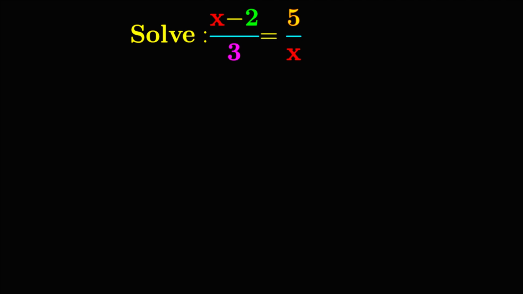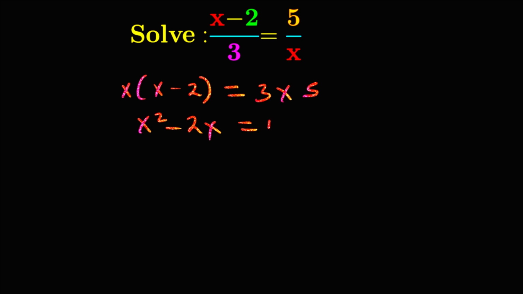And I say, welcome to Calvinson and Math. Let us look at this interesting question. Solve x minus 2 over 3 equals 5 over x. So the first step is just to cross multiply. We are going to take x times x minus 2 equals 3 times 5, so that we have x squared minus 2x equals 15. So we can bring this 15 to the left so that we have x squared minus 2x minus 15 equals 0. So we can solve this quadratic equation using factorization method.